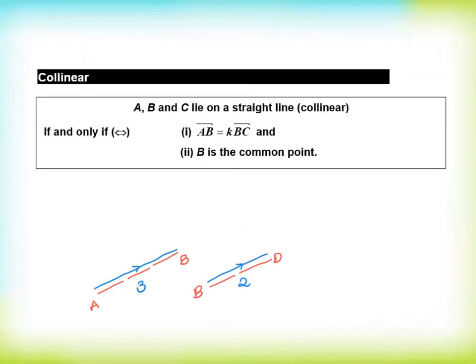Up next, the property of collinear. What does the word collinear mean? Co means cooperate together. So together, linear comes from the word line. So it means cooperate together to form a straight line. So together they form a straight line. In other words, in mathematical terms, it means the points lie on the same straight line.